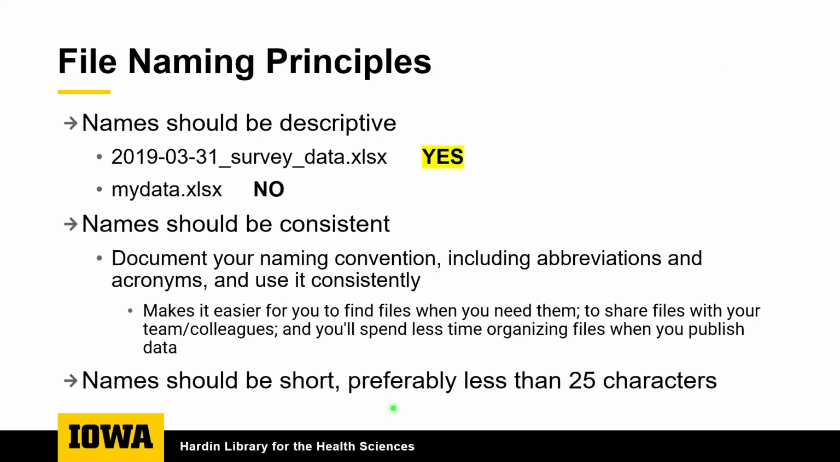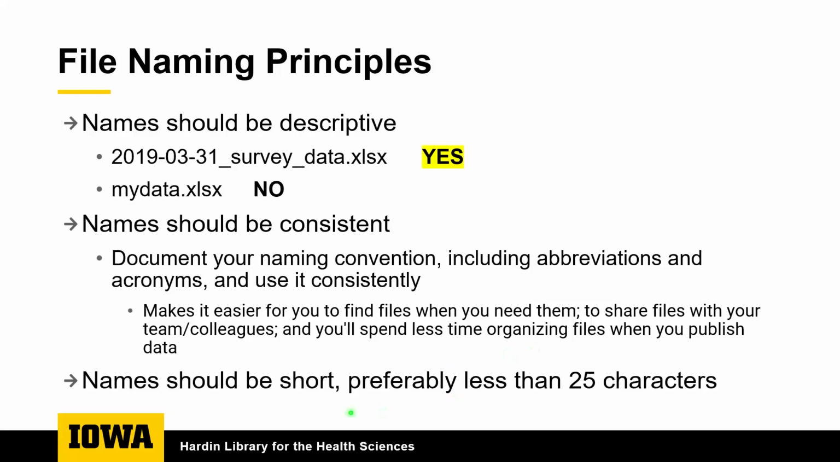First, I'm going to go over the principles of file naming. File names should be descriptive, like in this example, with the date _survey _data. They should also be consistent. You should always document your naming convention, including abbreviations and acronyms, and use it consistently, because this makes it easier for you to find files when you need them, to share files with your team and colleagues, and you'll spend less time organizing your files when you publish the data later on.